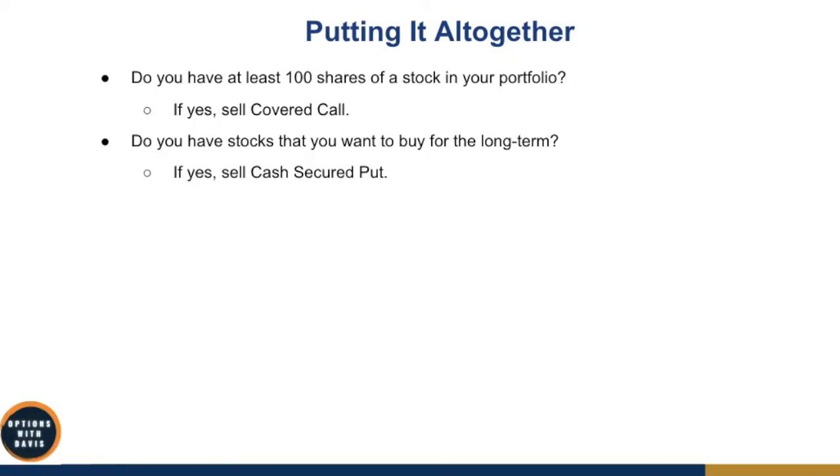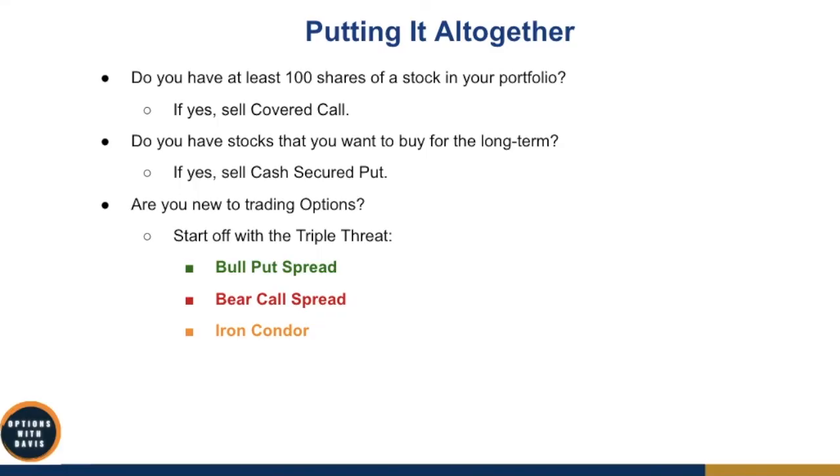Next, do you have stocks that you want to buy for the long term? If the answer is yes, then sell a cash secured put. Right? Because if you're already going to buy stocks in the first place, why just place a limit order and then you do not get any money out of it, right? Especially if the market goes up, it does not get your limit order filled. So what you do is sell a cash secured put.